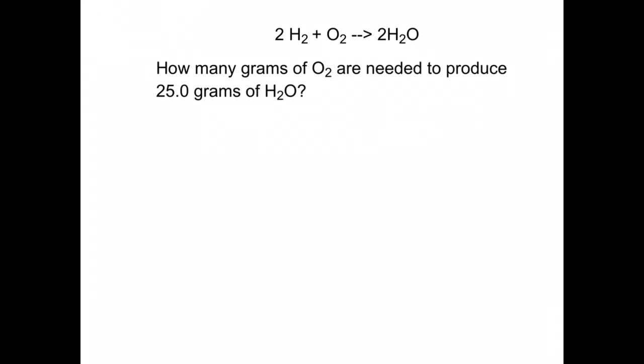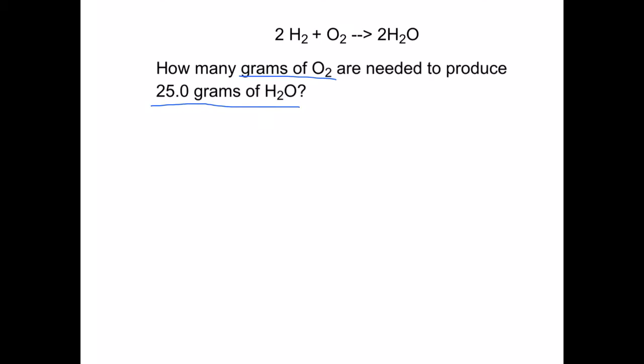In the last example, we are going to be answering the question of how many grams of O2 are needed to produce 25.0 grams of H2O. So this problem is going to end up being a little bit longer because we are starting with grams of H2O and we'll be solving for grams of O2. So we will not only need to do the mole ratio between H2O and O2, but we will also need to initially get from grams to moles, and then at the end, convert our moles into grams.